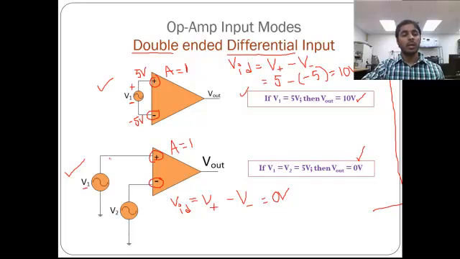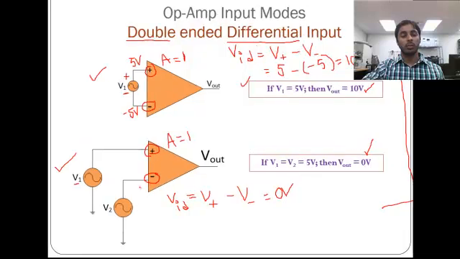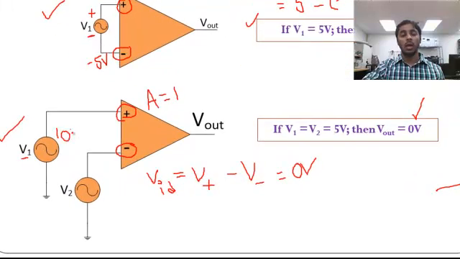So if I consider another example, let's consider V1 is 10 volts. So I have this V1 of 10 volts and V2 is maybe 6 volts.